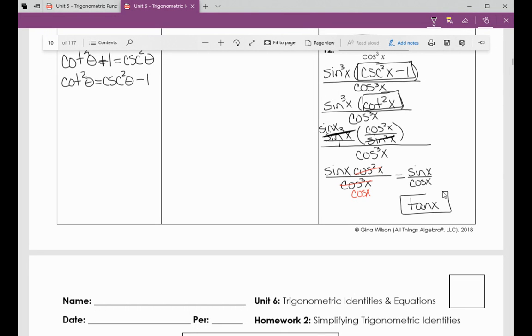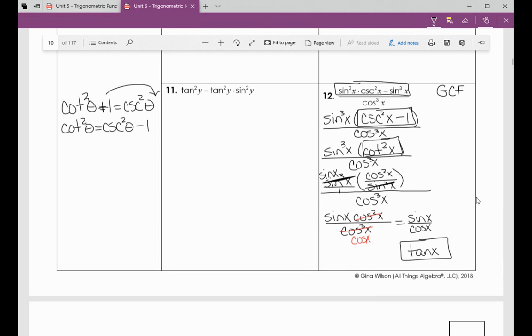Now, could you have gone about this a different way? Absolutely. I just wanted you to see a problem where factoring was involved. Is this the way second period went about it? Absolutely not. But I wanted to give you an example of factoring. Now, example 11 is a greatest common factor as well.